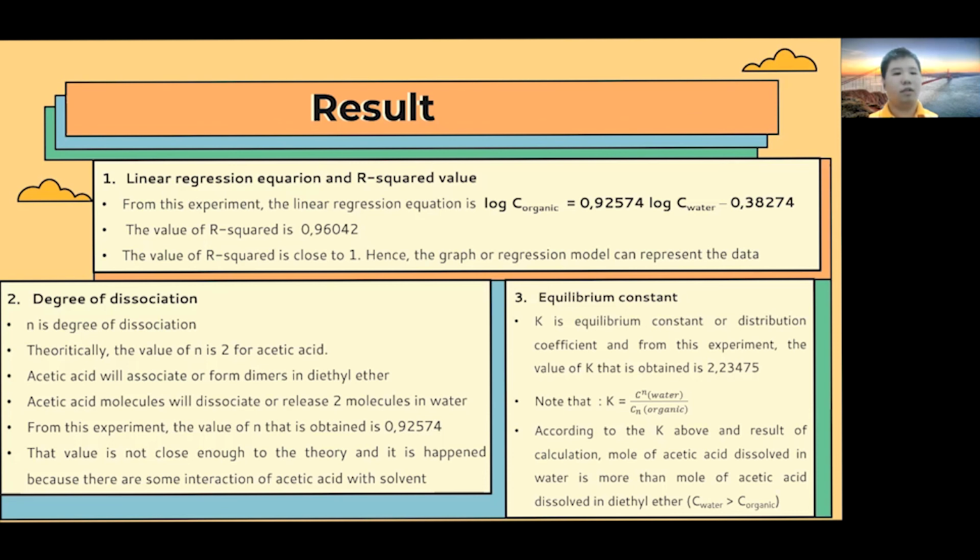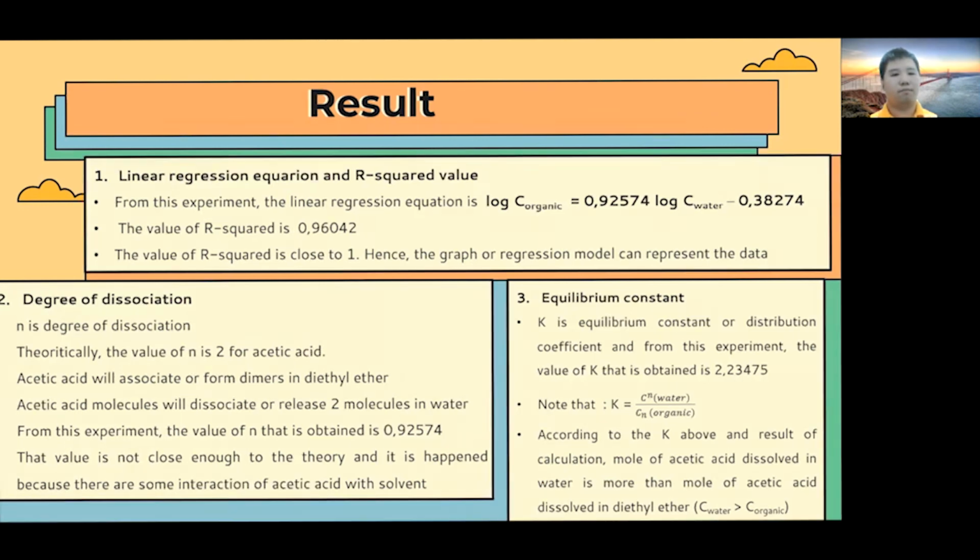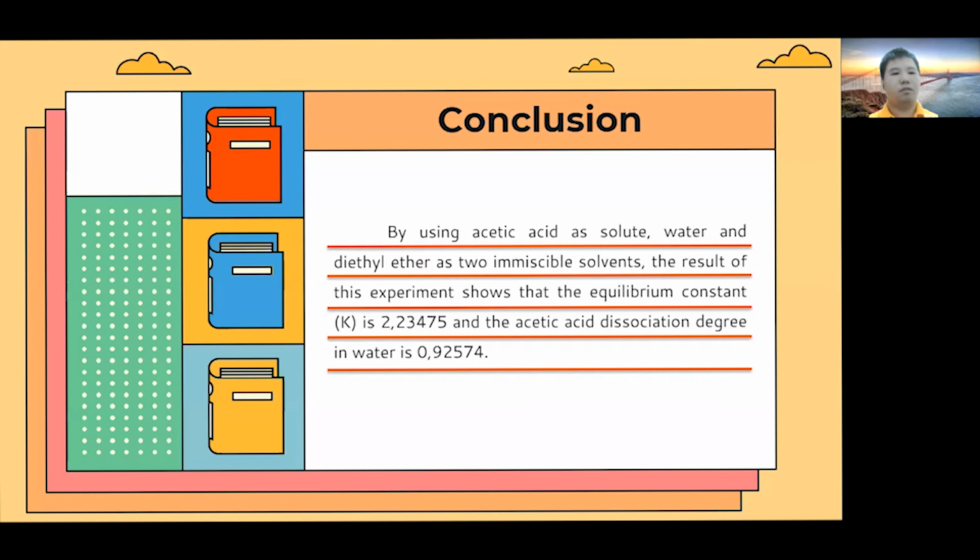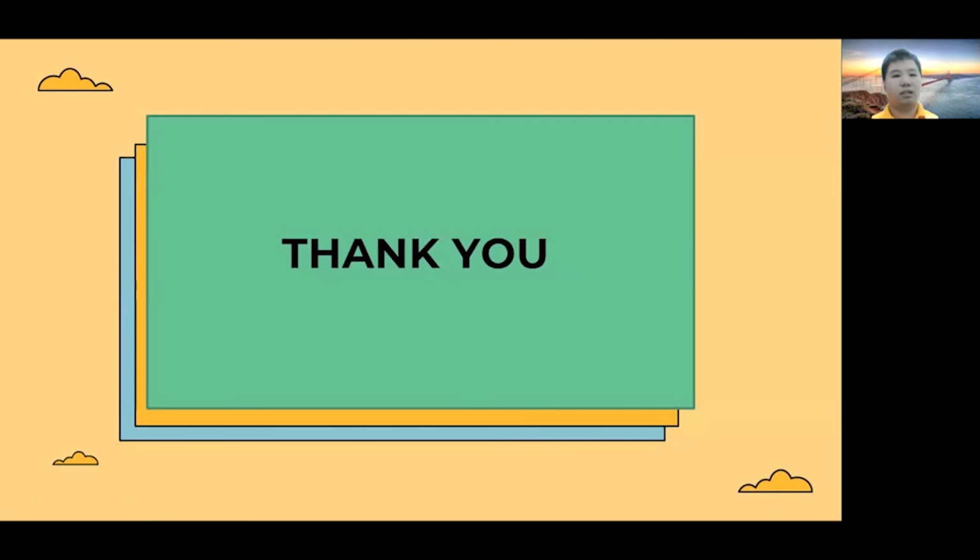The value of K is more than 1, which indicates that the acetic acid concentration in water is higher than in the ethyl ether at equilibrium. This accords with the compound polarity concept, which has been explained before. The conclusion from the experiment is that the equilibrium constant is 2.23475 and the degree of dissociation of acetic acid in water is 0.92574. That is our presentation, and thank you for your attention.